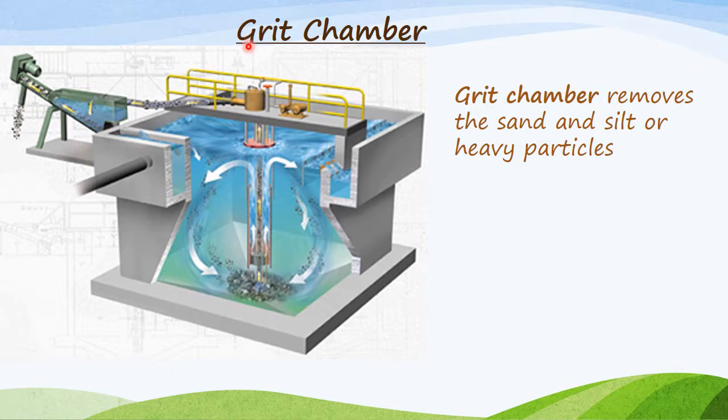This is called the grease chamber. In this grease chamber, grease and sand particles are removed by centrifugation action. The centrifugation action means the water in this grease chamber is rotated. So because of this centrifugation action, sand particles and grease particles are settled in this.